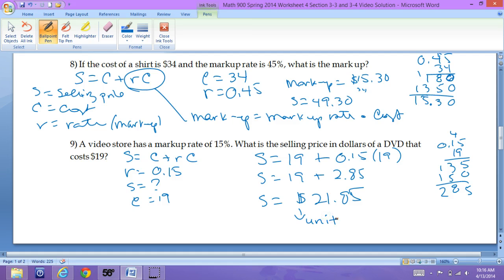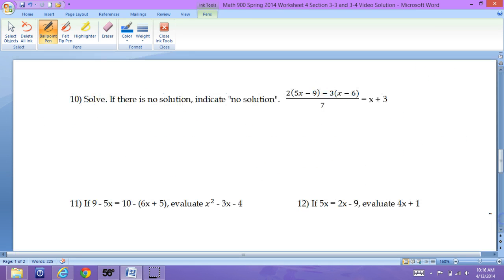This dollar sign is the unit of measurement. So I just put units. On your quizzes and exams, if you fail to put units, that's what I mean, that you haven't told me what these are. So that's the selling price of a DVD that costs $19.